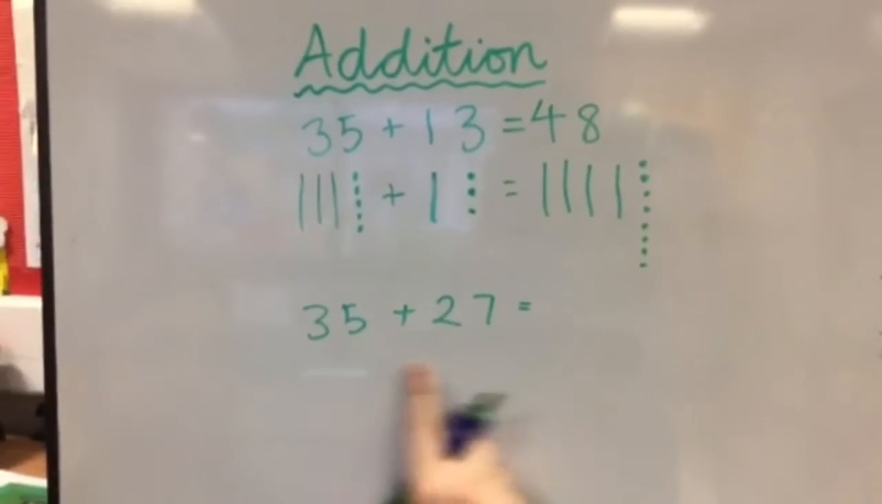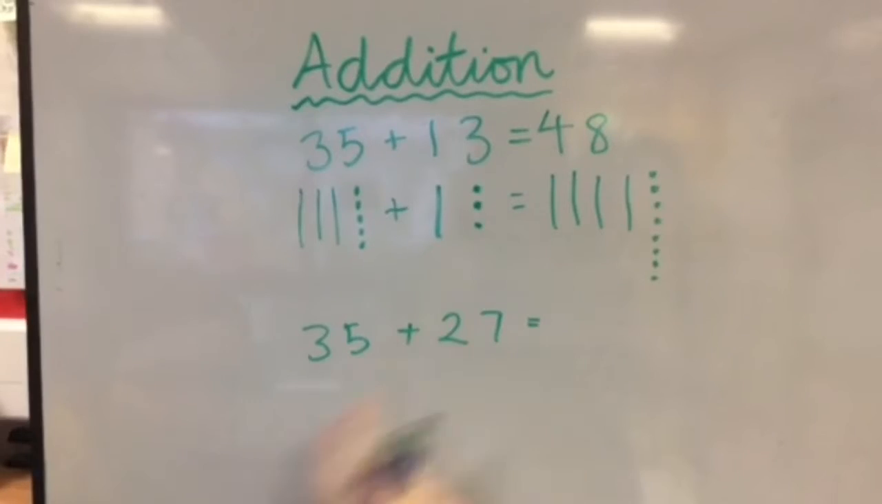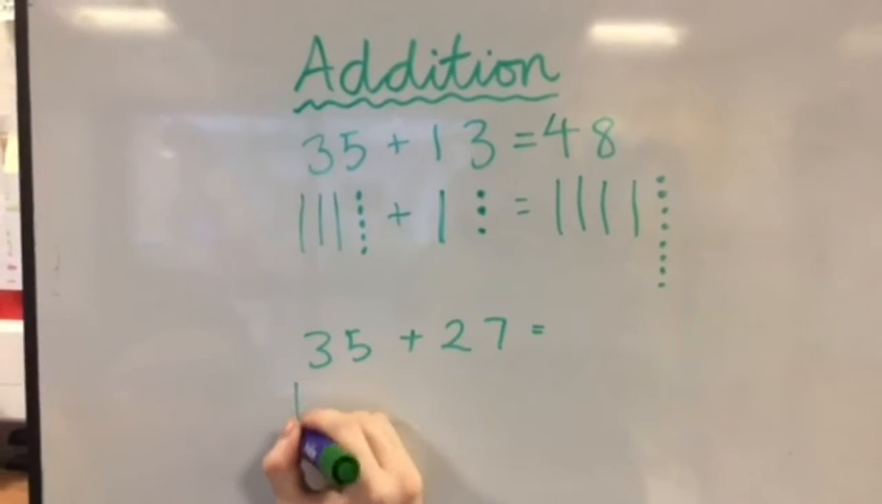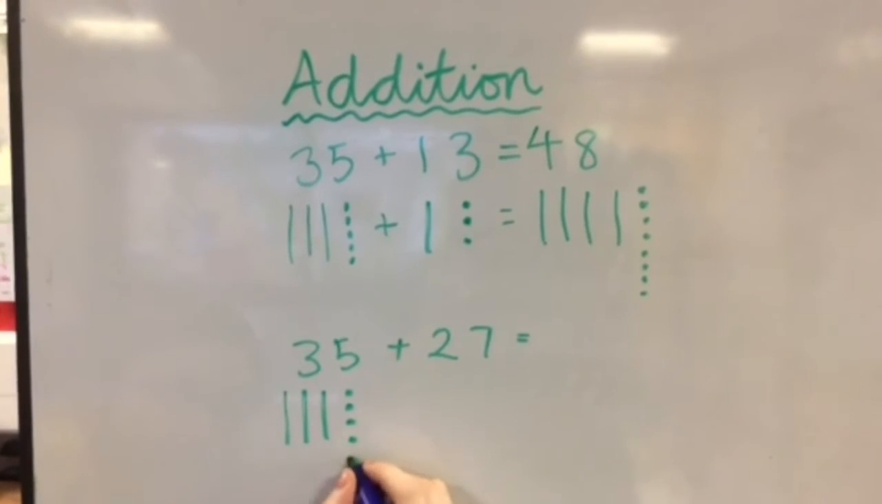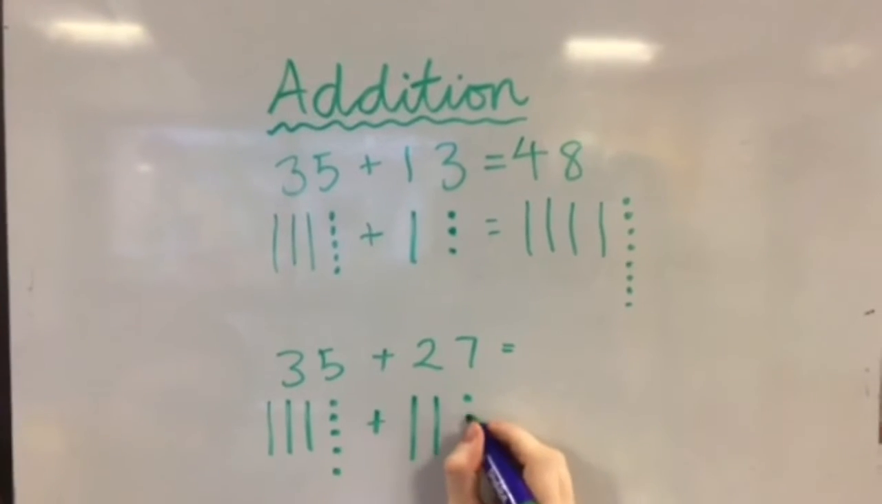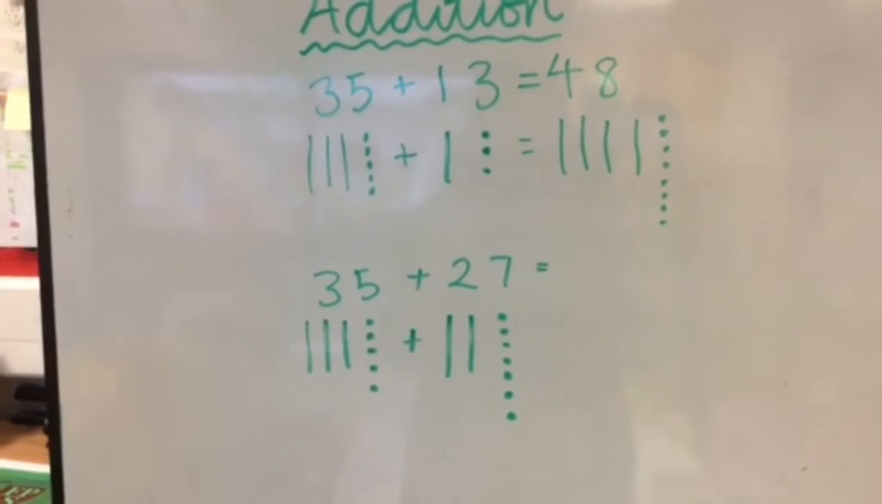To move into greater depth, we need to be able to regroup our answer when it bridges our 10. So 5 add 7 is more than 10. So we do the same thing, we represent our numbers. So we've got 3 tens, 10, 20, 30, 31, 32, 33, 34, 35. Add 27, 10, 20, 21, 22, 23, 24, 25, 26, 27.